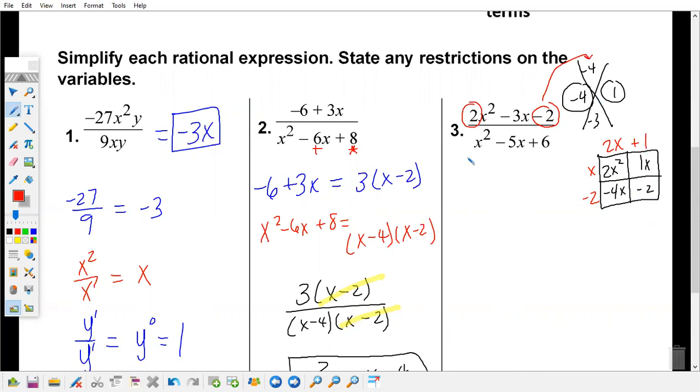All right, so we factor the numerator. The factors of the numerator are 2x plus 1 and x minus 2. Now we're going to factor the denominator: what multiplies to give me 6, but adds to give me 5?